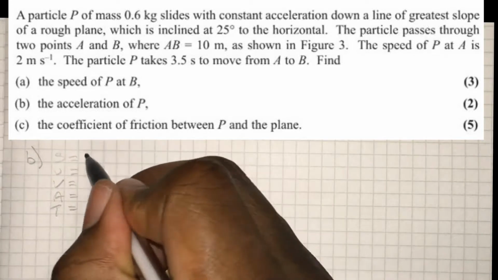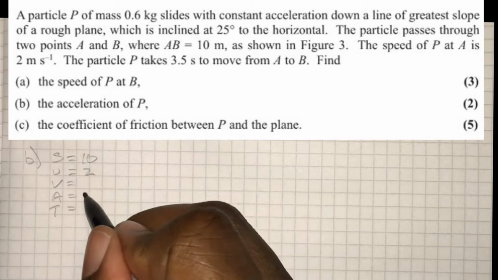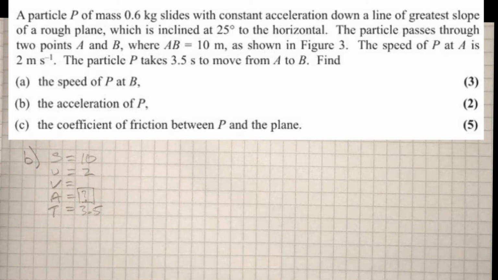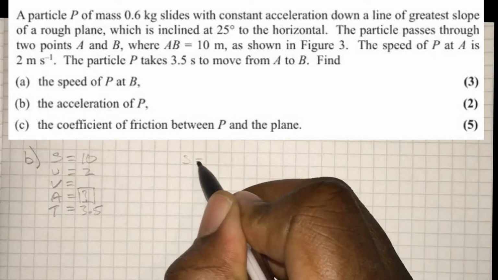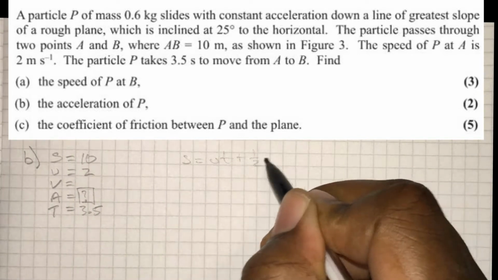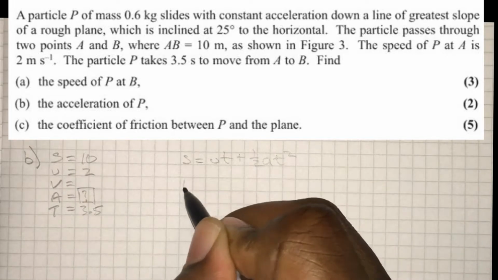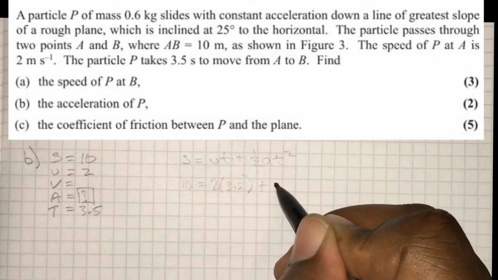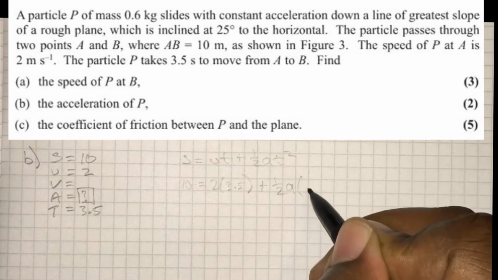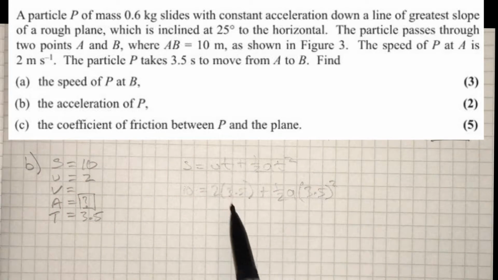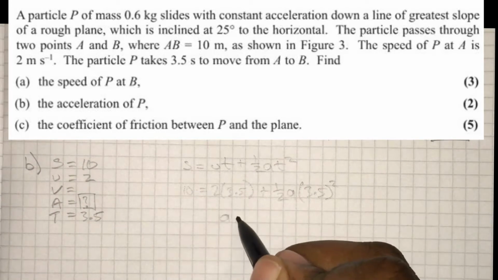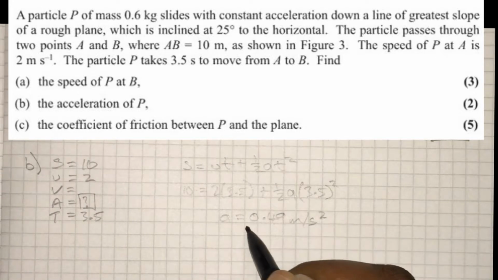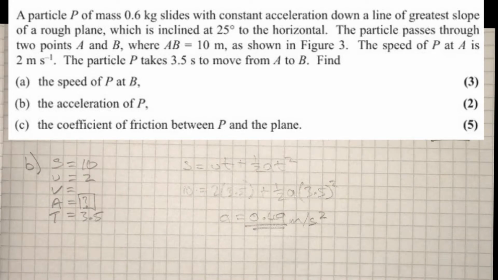So next, we're going to try and find the acceleration, filling in our variables again. 10 to unknown acceleration and a time of 3.5. So the appropriate equation, s equals ut plus half at squared. Substitute in the values. So rearrange and simplify to get a value for a. 0.49 meters per second squared.